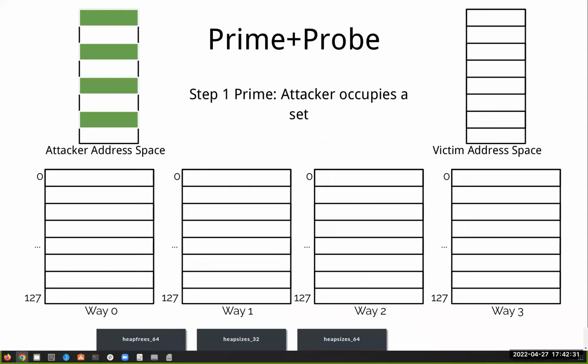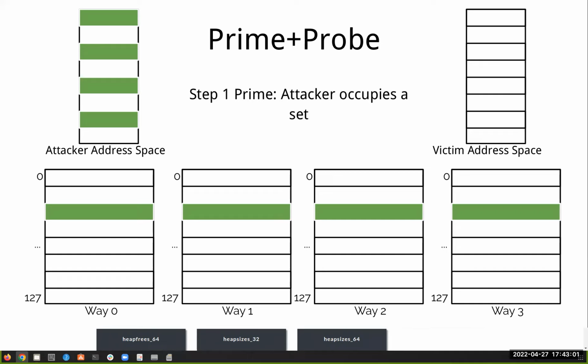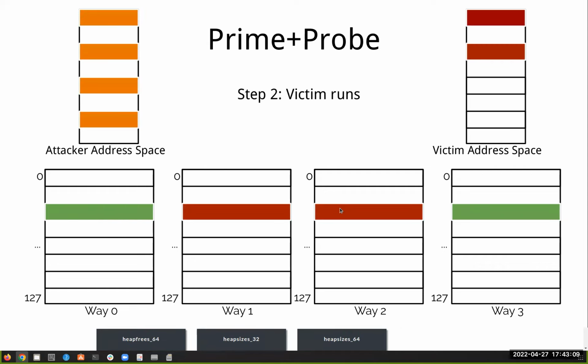Then there is another approach. It's called prime and probe. Quite similar. Let's say we have the attacker and the victim. They have their own address space. In this approach, the attacker runs first. The attacker will first try to occupy a set by just accessing congruent memory addresses, trying to fill the whole set. Then it will let the victim program run. If the victim program also accesses those congruent addresses, then some of the cache lines in the set will be replaced, or maybe all of the cache lines in the same set will be replaced, right?